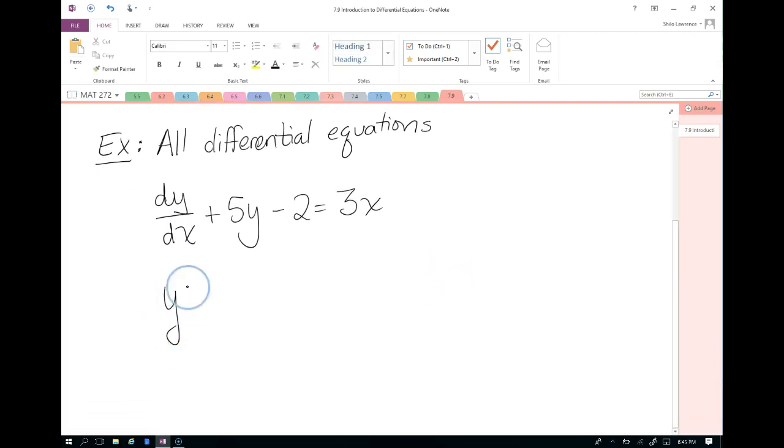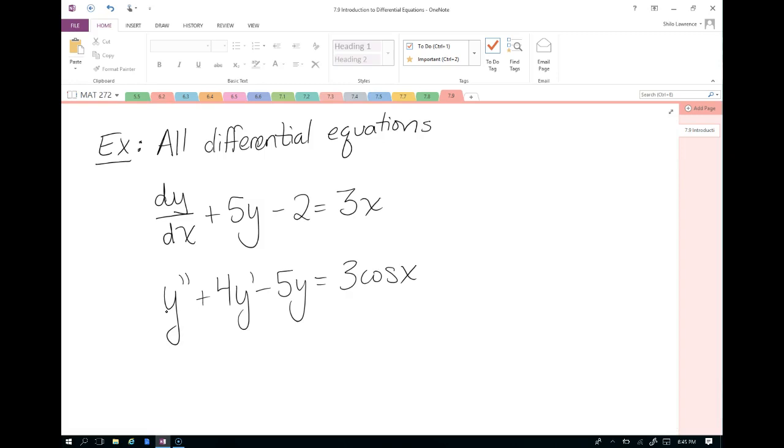We could also have y double prime plus 4y prime minus 5y equals 3 cosine x. It is an equation that contains a derivative. It actually contains two terms that have derivatives. The prime notation is just an alternative notation for saying derivative. So y prime means first derivative. Y double prime there in our first term means second derivative. So it doesn't always have to be just first derivative. We could go to higher order derivatives as well, and those would also count.